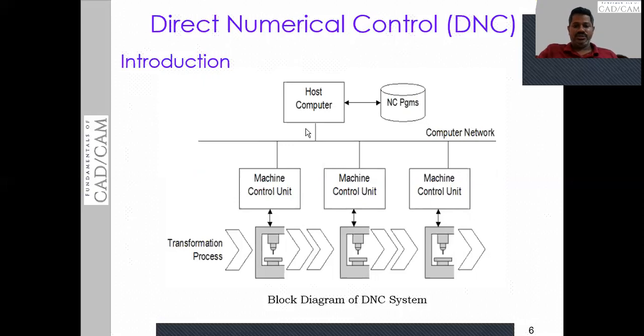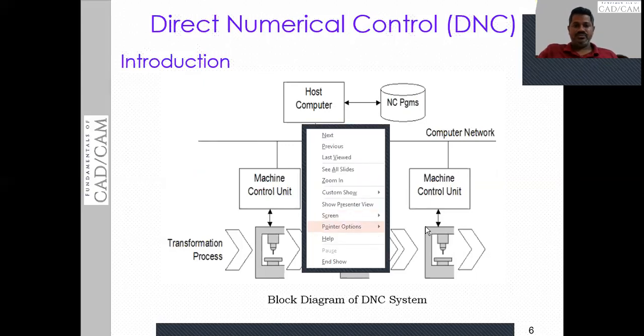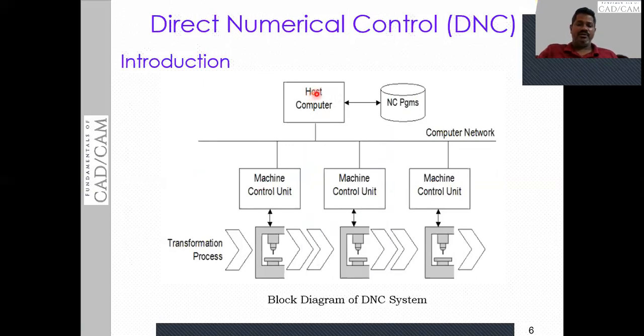So this is going to be used as a central computer or a main memory to store all the programs. So exactly from this place, all the machines are going to access the programs directly, and all the machines are going to operate different operations and produce different products.